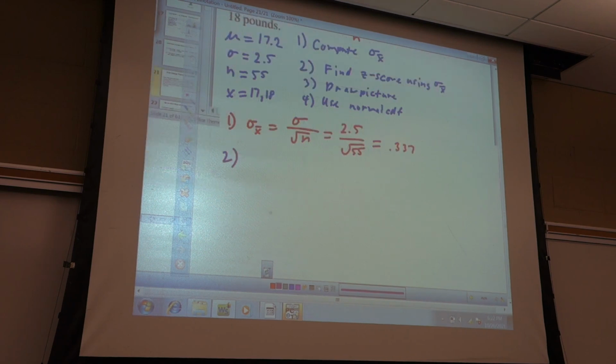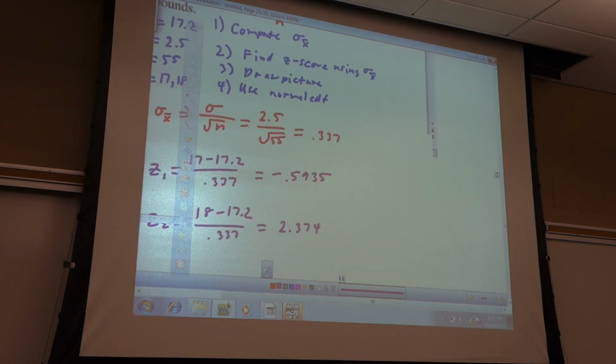Step 2. Find our z-scores. My first z-score, z1, will be 17 minus 17.2 divided by 0.337. Once you find sigma x bar, use it. Don't use the old sigma, use the new one. You just found it. What was the first z-score? Negative 0.5935. Okay. Second z-score, 18 minus 17.2 divided by 0.337, and you got what? 2.374.